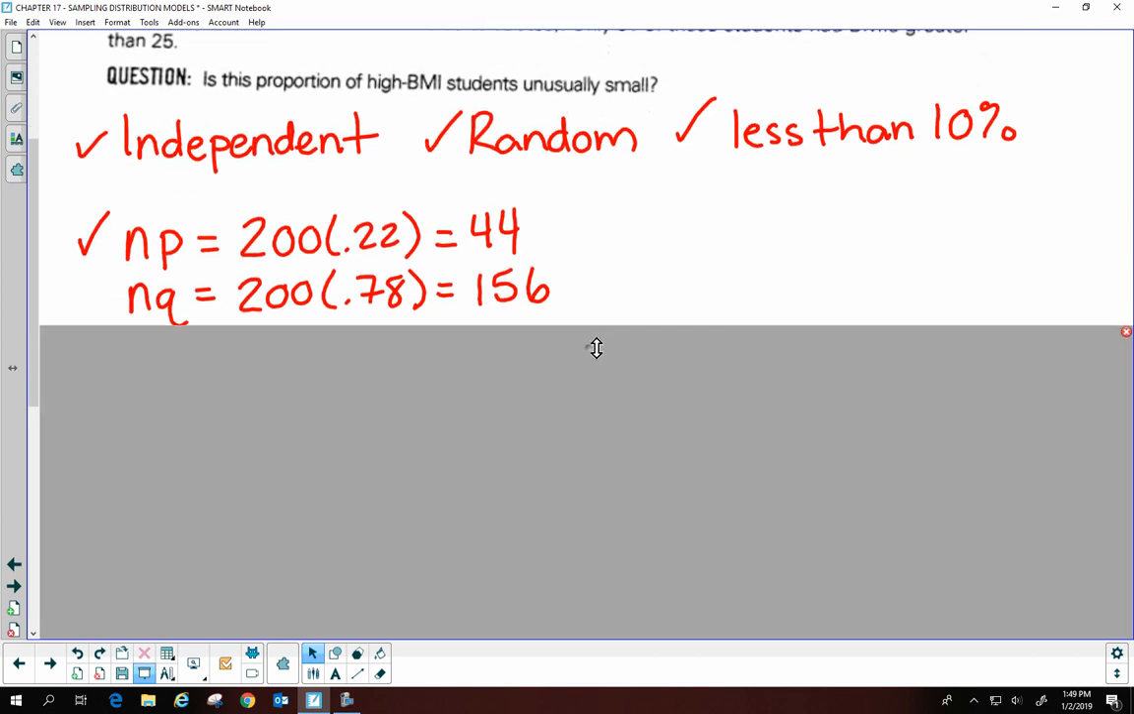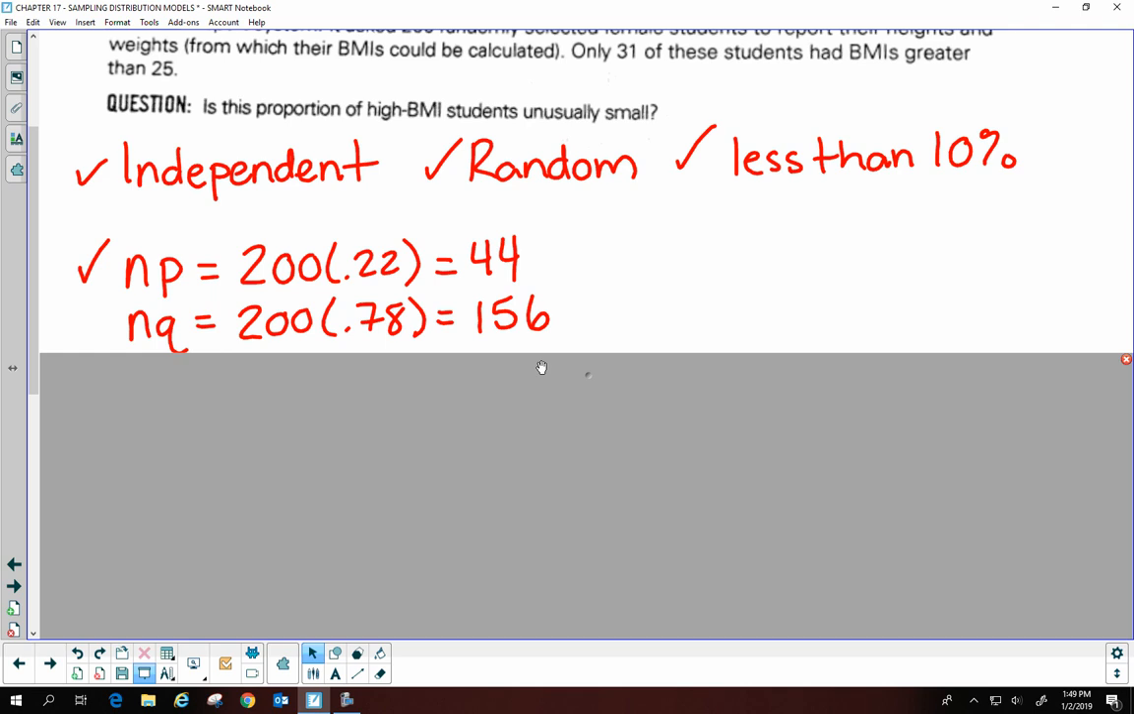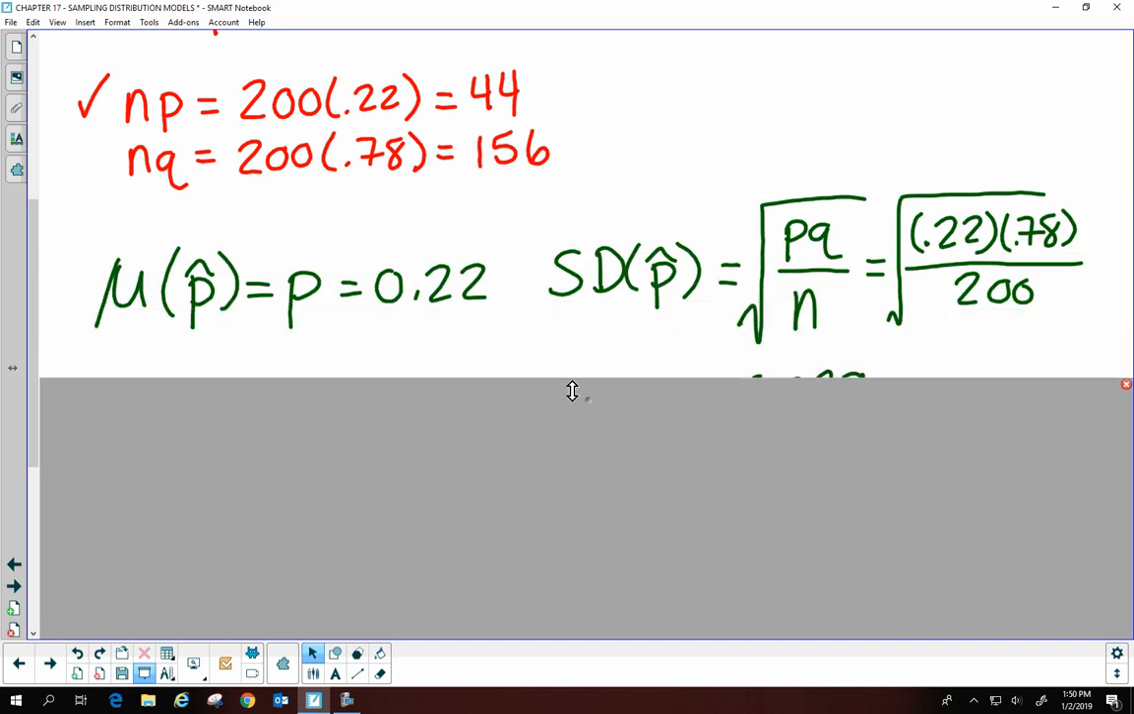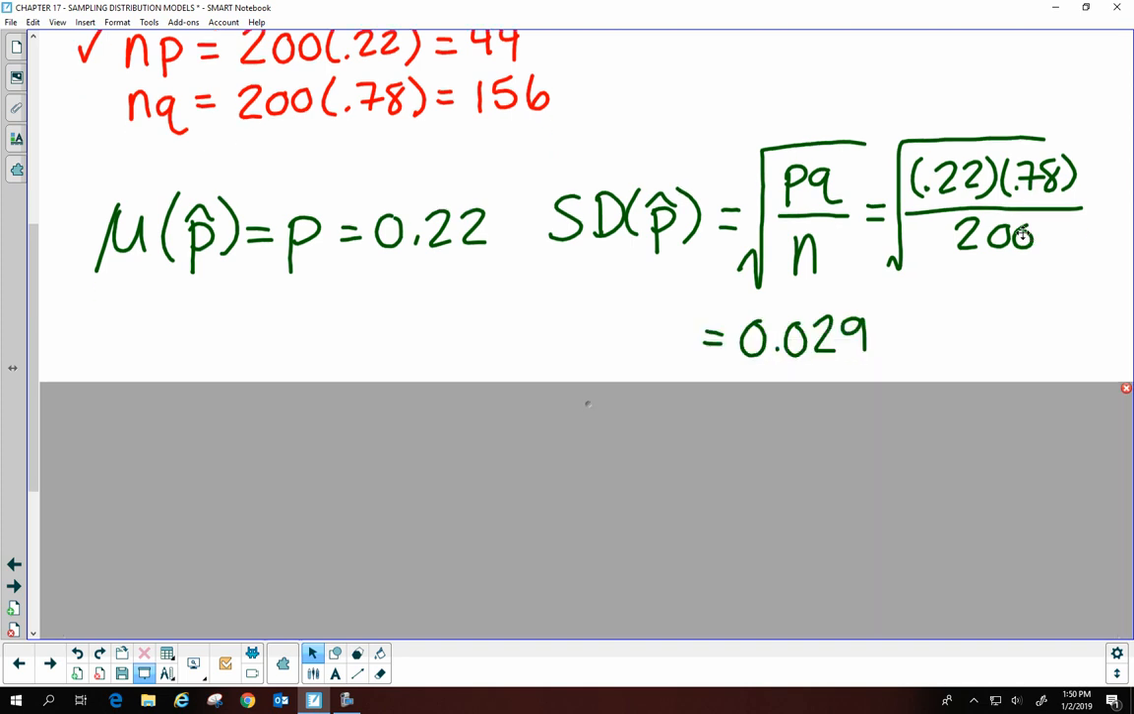So what we want to do, since we know that unusually small results are results that are 2 standard deviations below the mean, we want to figure out what is the mean and standard deviation. And then we can find a z-score to see how far away our actual proportion of 31 students out of 200 is from that mean. So our mean is what the CDC has reported to us. Our 22% of 18-year-old women have a BMI of 25 or higher. We're going to use that 22% and 1 minus 22% to calculate a standard deviation for our sample.